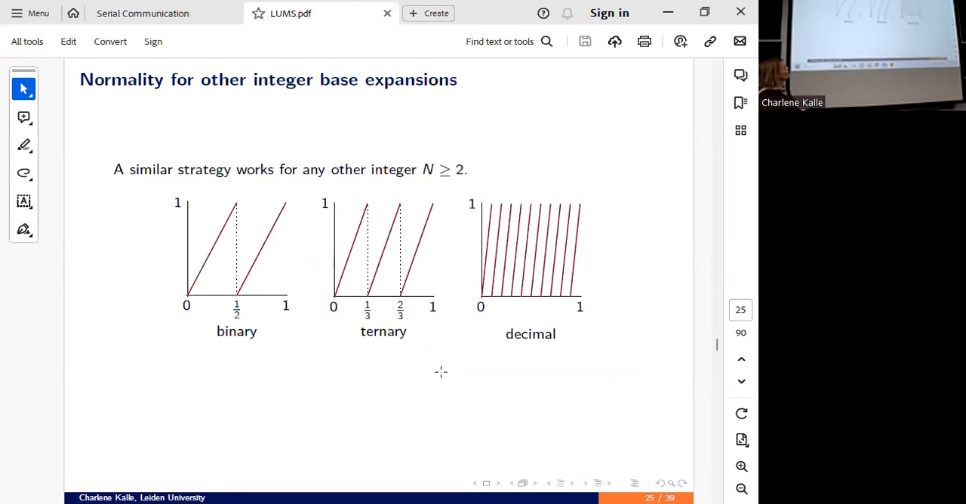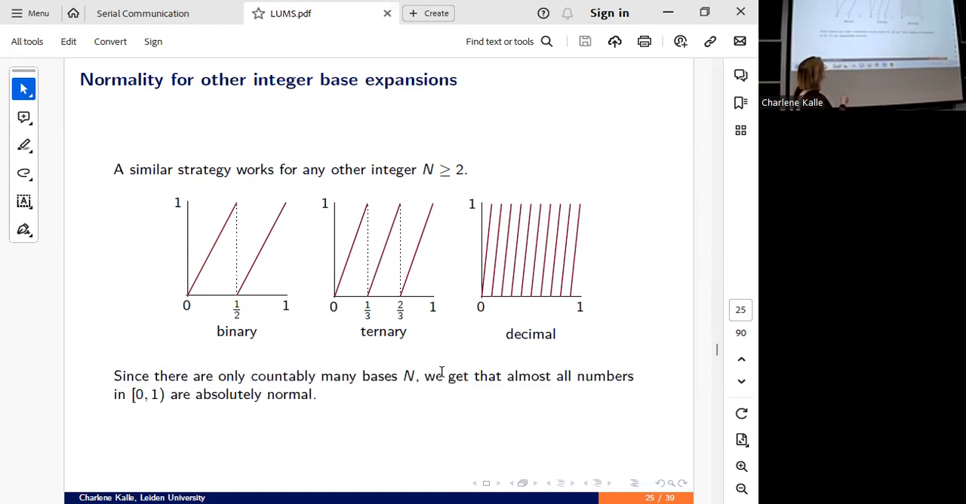And then we can do the same thing for any other base. So any base comes with its own dynamical system. So this is the system for base 2, for base 3. This is for base 10. This is the reason why I chose to do the proof for base 2 instead of base 10, because here we cannot really see anything, too many branches. So for any base, we can find a measure 0 set of points that is not normal with respect to that base. And since we have countably many bases, we do the same thing, and we know that almost all numbers are absolutely normal, that is, normal with respect to all of the bases.